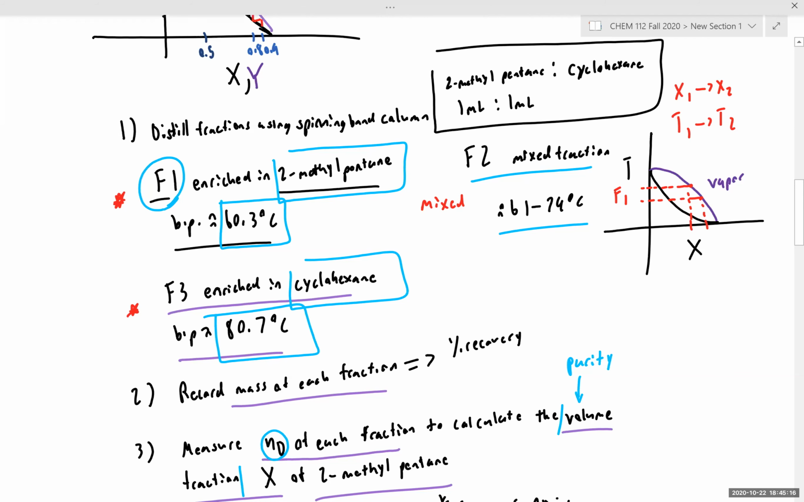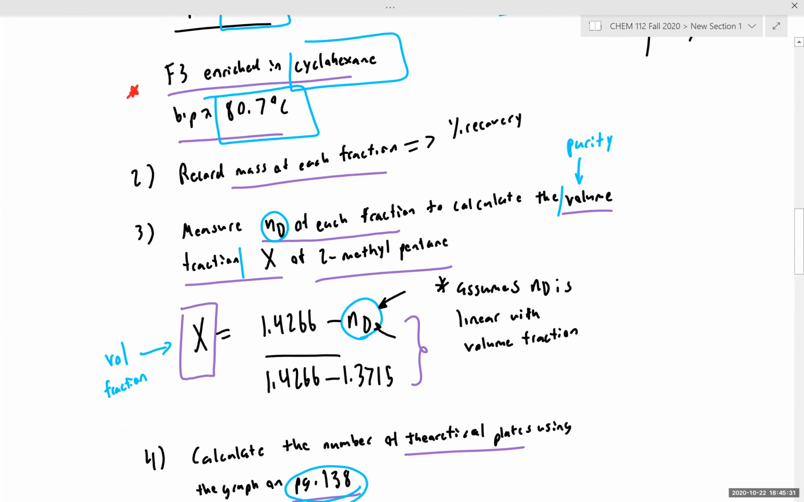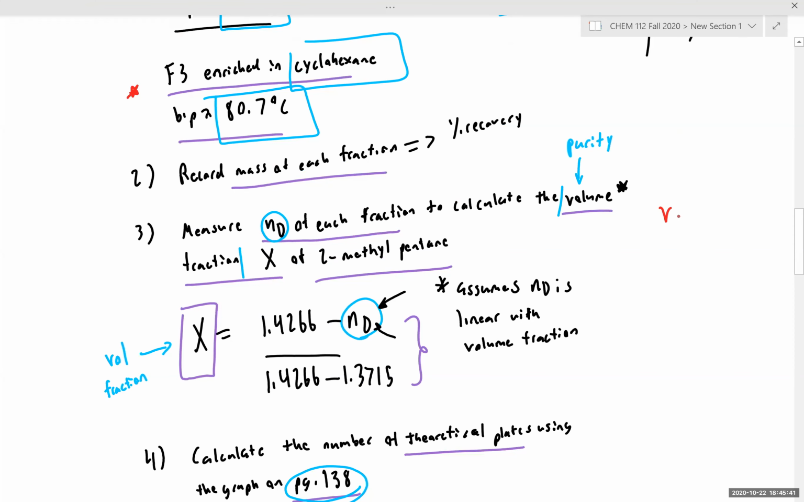And in turn, we can also begin to look at the mass percentage and raw mass of each mixture component isolated. Once we have the mass of each fraction, we're going to record the refractive index of each fraction to calculate the volume fraction. I just can't emphasize this enough. The refractive index equation gives us the volume fraction.